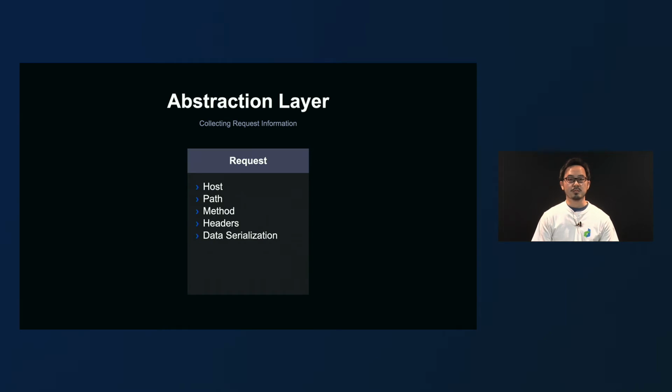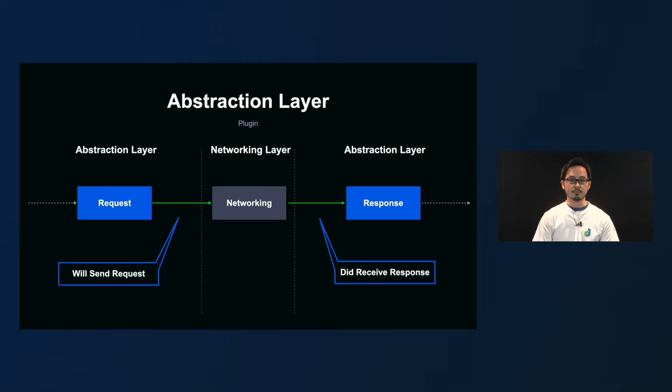What the abstraction layer does is basically it collects all the information needed for making a request. There's also a plugin mechanism. What it does is we will call all the registered plugins for a request before we send it from the abstraction layer to the networking layer, and after we have just received a response from the networking layer.